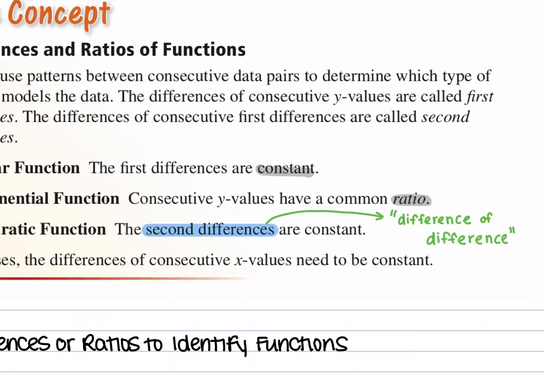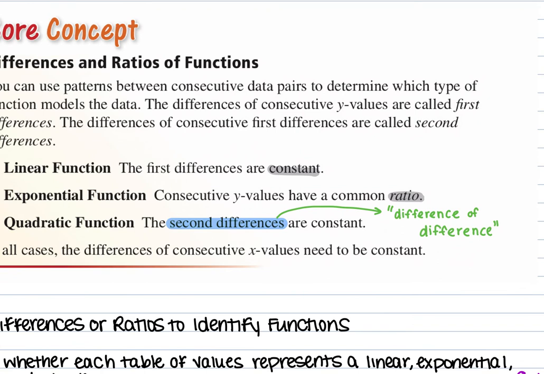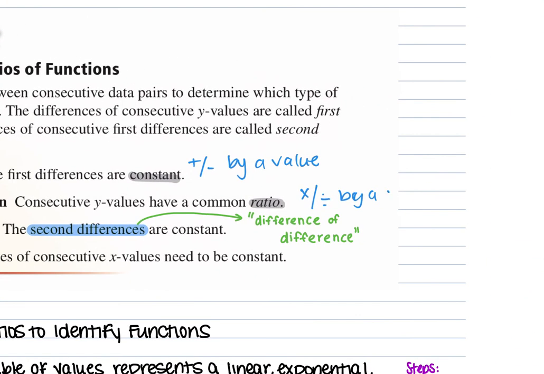Okay, so I want you guys to just write a little note to yourself. Linear means that you are adding or subtracting by the same value. Exponential means that you are multiplying or dividing by a value. And that value was the same throughout the whole chart.